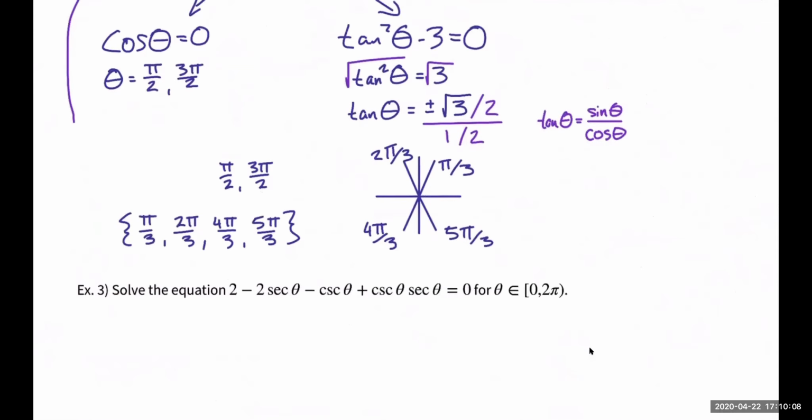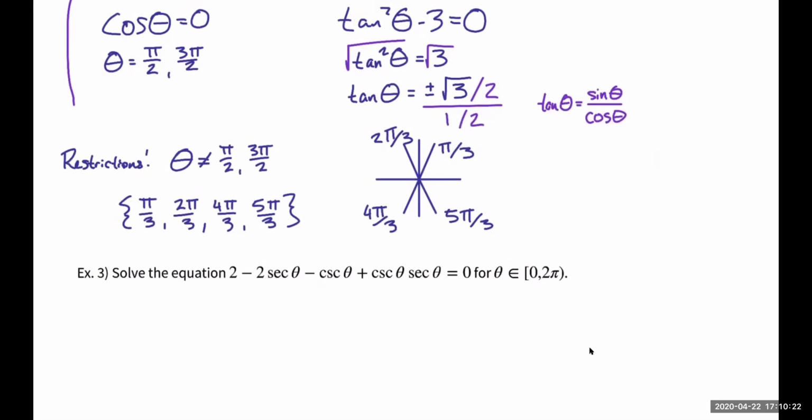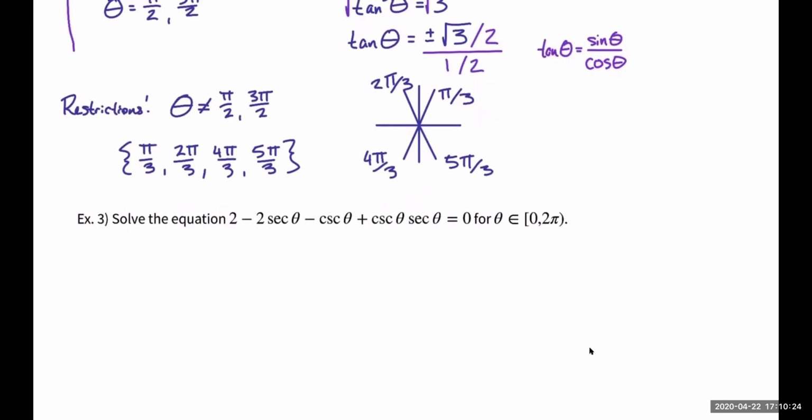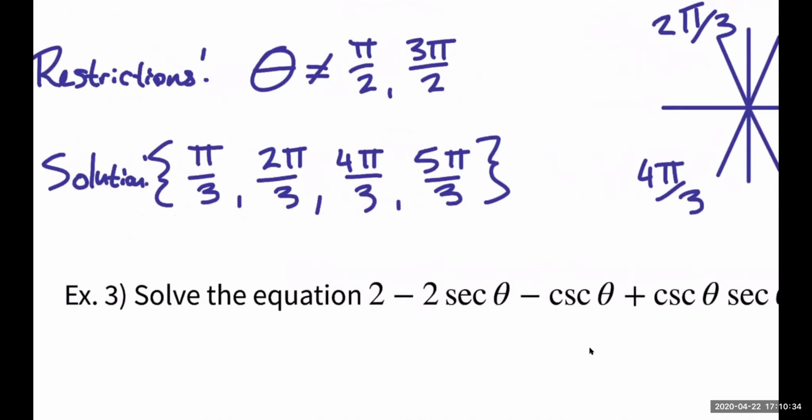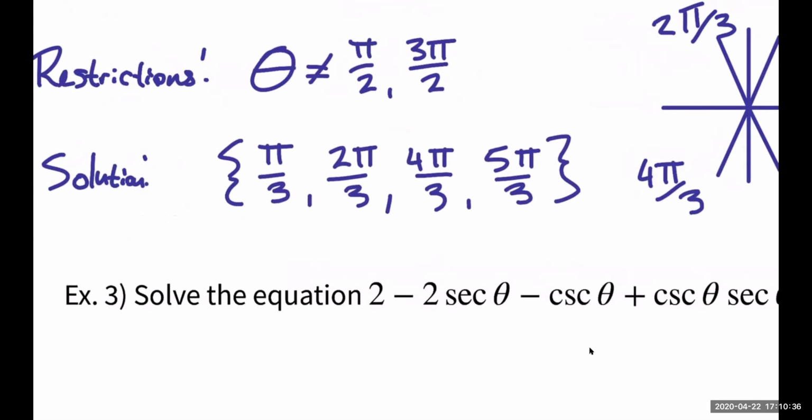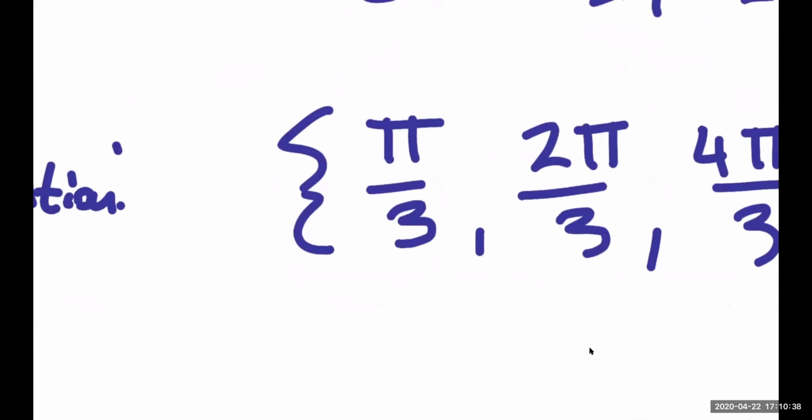So if we were writing up this answer formally, we would say restrictions: theta cannot equal pi over 2 or 3 pi over 2. But in terms of solutions, theta can be any element of this set. Or rather, all of these are values that work for theta.